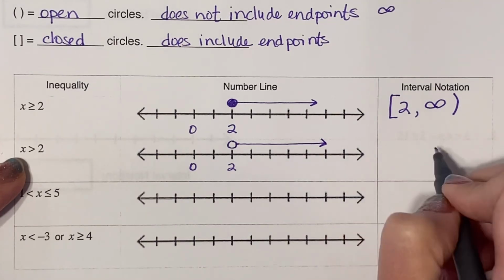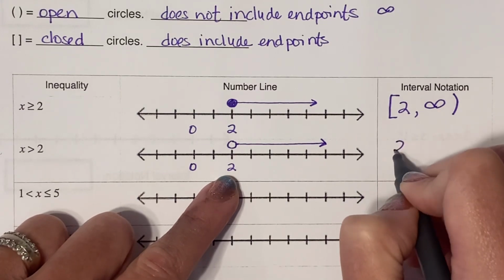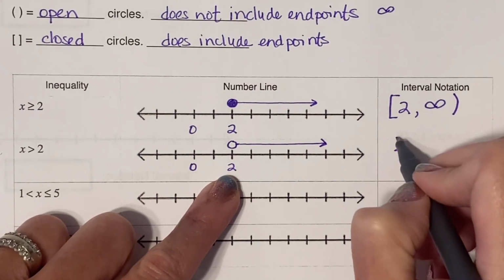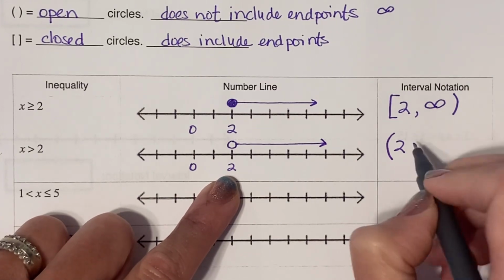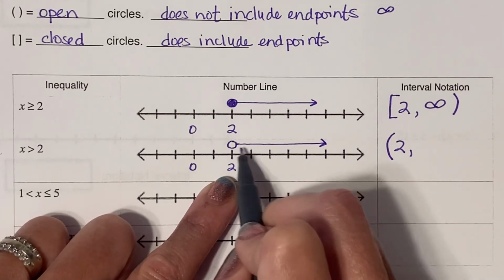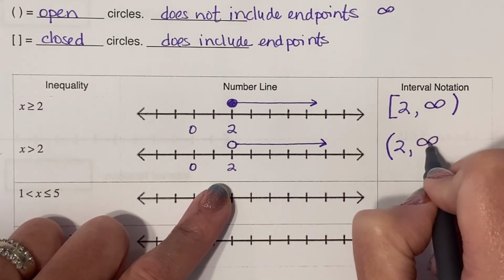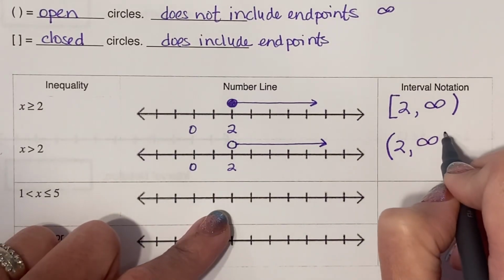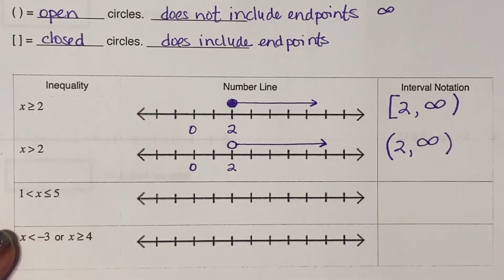And in interval notation, my smallest value is still 2. So there's my 2, but I'm going to use parentheses because that's indicating that 2 in this case is not included. It has to be slightly bigger than 2, and then separated by a comma. And then my largest value in this case is still going to be positive infinity. Man, my infinity signs are terrible. And whenever we use infinity, we're going to use the parentheses.